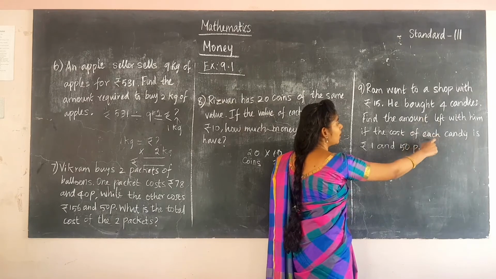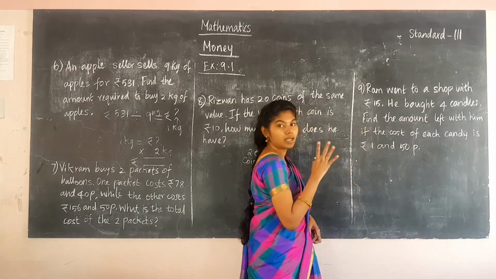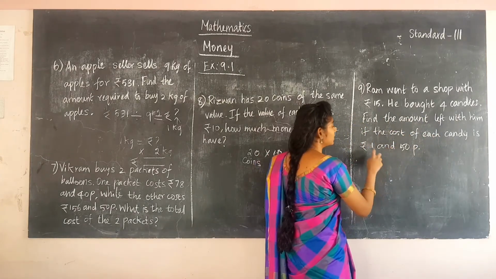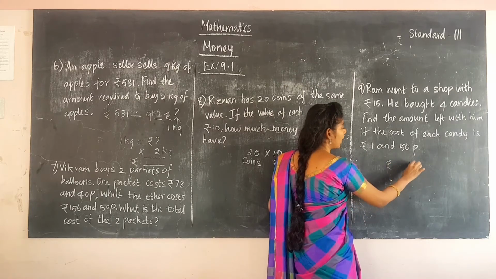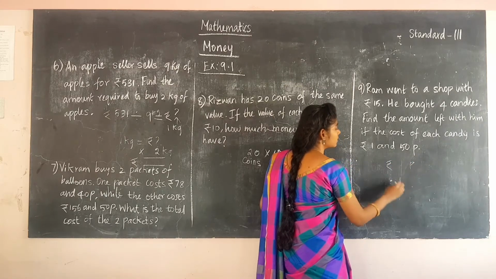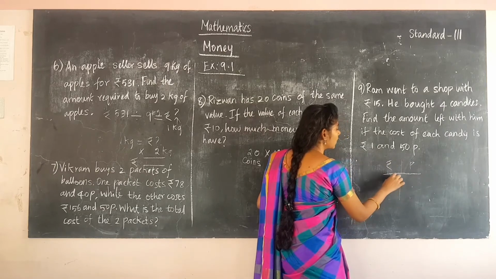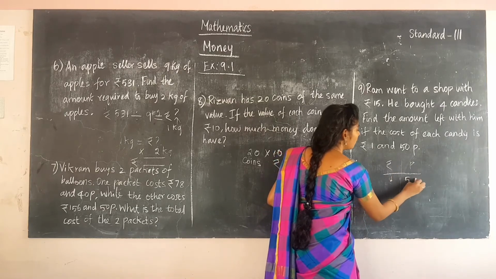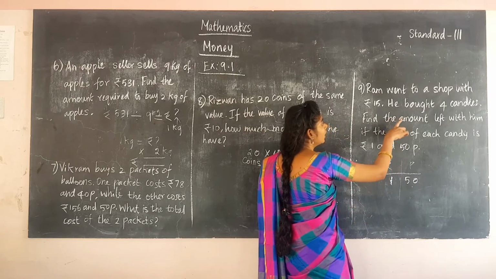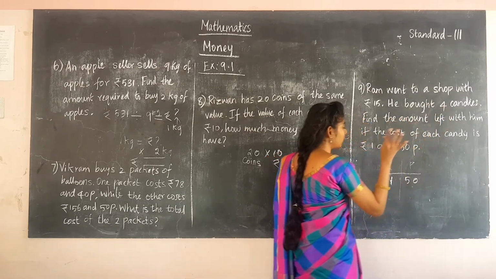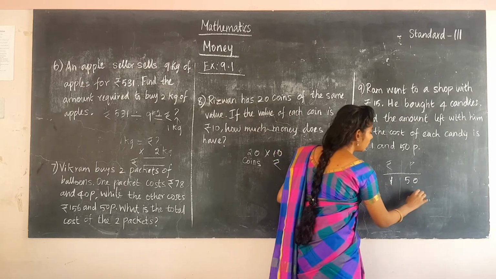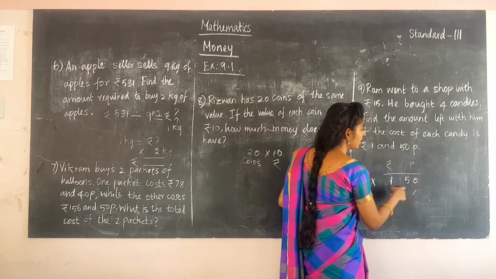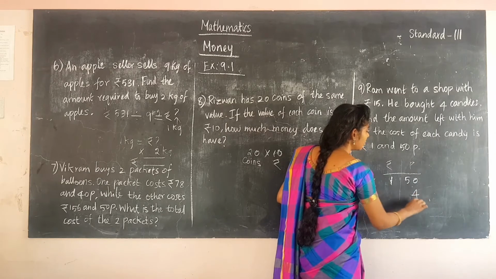To find that, first we have to find the rate for the 4 candies. To find it, we have to multiply with this number. This is rupees and this is paise. If you want, you can split it like this and write 1 rupee and 50 paise, and here it is 4, since he bought 4 candies. We have to multiply by 4 candies.